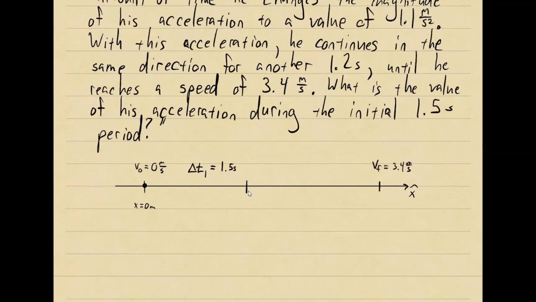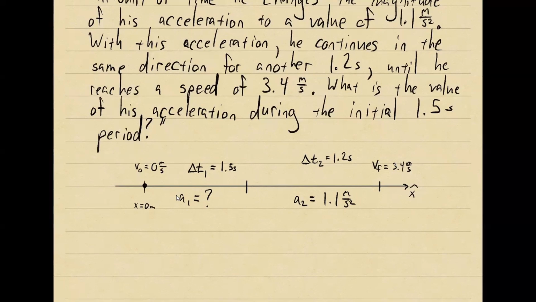Right. And we also know that the amount of time it took for him to get from here to a final velocity of this duration, delta t2, is 1.2 seconds. And the acceleration for the second part, a2, was 1.1 meters per second squared. And we want to know how fast was he accelerating in the beginning of this problem.